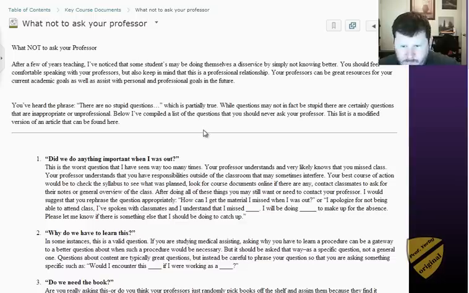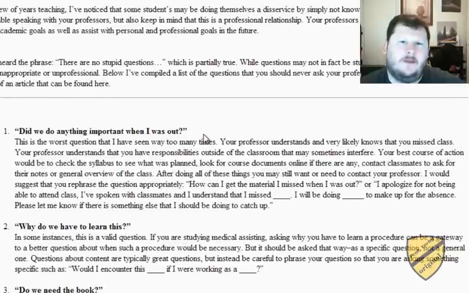Some of the questions that may not be the best to ask your professor is, did we do anything important while I was out? Well, I would hope that every class you do something important. Instead of asking it in this manner, perhaps go to a classmate, ask what you missed, ask if they have notes that you could borrow to catch yourself up, take a look at the syllabus, and then maybe approach the professor and say, I understand that I missed class last Tuesday, and I understand that the syllabus was going to cover X, Y, Z. I'm willing to do this to get myself back on track, and approach it that way.